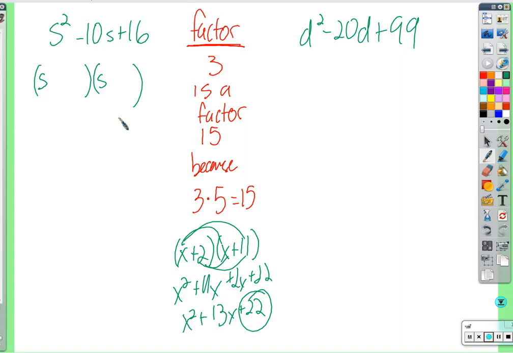16. Okay. Let's think of all the ways to get 16. 8 times 2, positive 8 times positive 2, negative 8 times negative 2, 16 times 1, negative 16 times negative 1. 4 times 4, negative 4 times negative 4. Right? Those are all the ways we can multiply and get 16, positive 16. Right? But there's only one possibility. And how do we figure out what that possibility is? How do we know if it's 8 and 2, or 4 and 4, or 16 and 1?